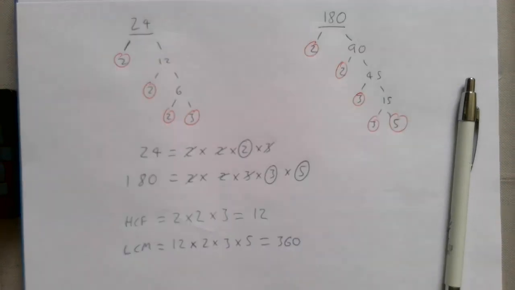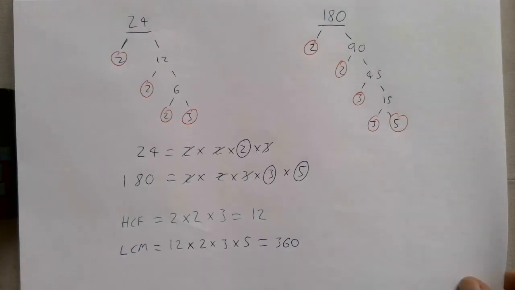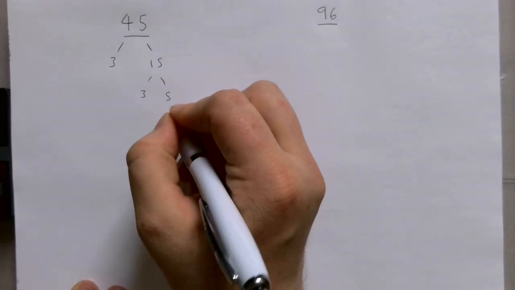Okay. So let's have a look at another one. So if we had 45 and 96, so we saw it in the last one, 45 we could divide by 3 and we get 15. 15 we can divide by 3 and get 5, and that's our prime factors for that one.